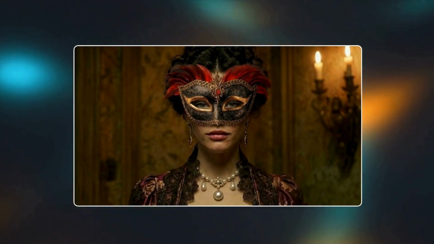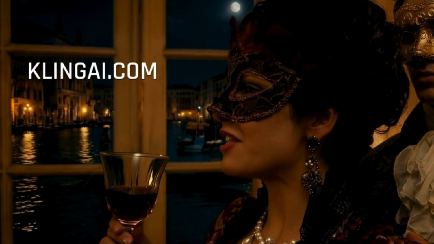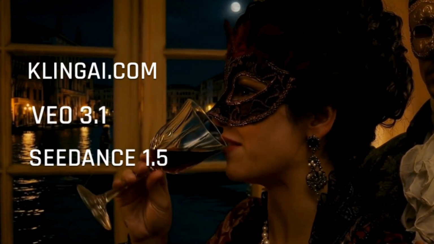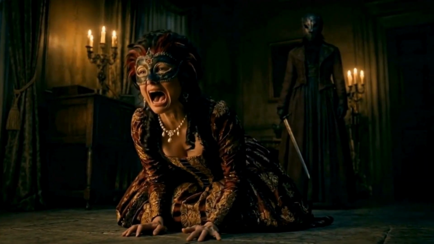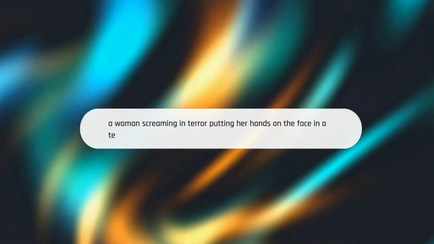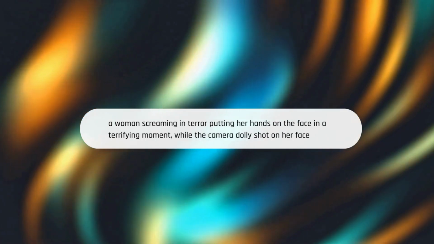Quite cool, right? For video plus audio, I usually bounce between Kling 2.6, VO 3.1, and Seedance 1.5 Pro. What I care about is motion, emotion, and how the audio lands with the shot. Prompt: a woman screaming in terror, putting her hands on the face in a terrifying moment, while the camera dolly shot on her face. Here's VO 3.1.